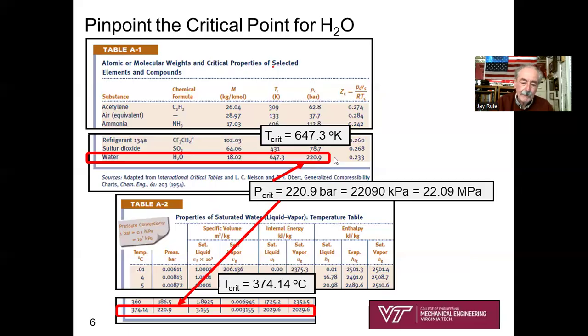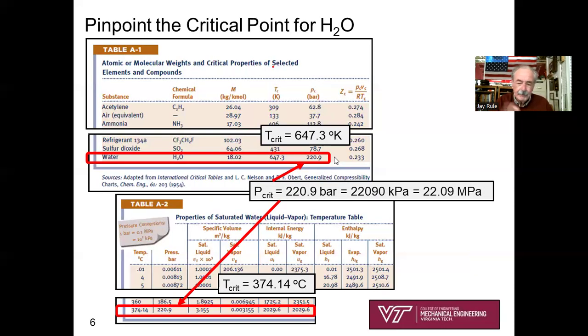But 220 bars, about one atmosphere, about how many bars are in one atmosphere? About one. So 1 bar is about 1 atmosphere, or about 100 kPa. Those three are all about the same. And so for water, the critical pressure is really, really high, 220 bar compared to 1.